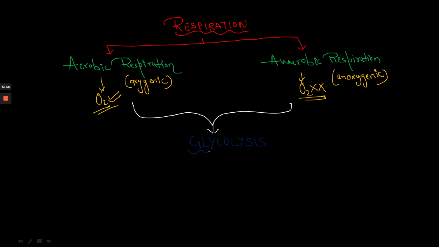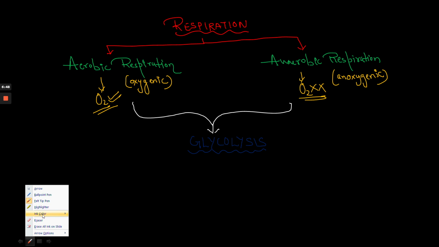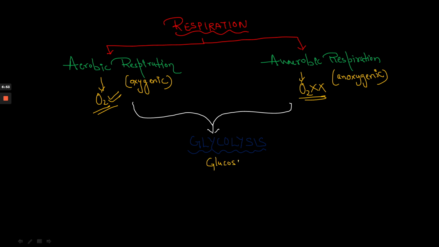So I can say that glycolysis is the common pathway for aerobic respiration as well as anaerobic respiration. Although it is a very complex process that we will see in upcoming videos, basically I can tell you that during glycolysis, the glucose, which is the most commonly used respiratory substance, is going to get converted into something known as pyruvic acid.